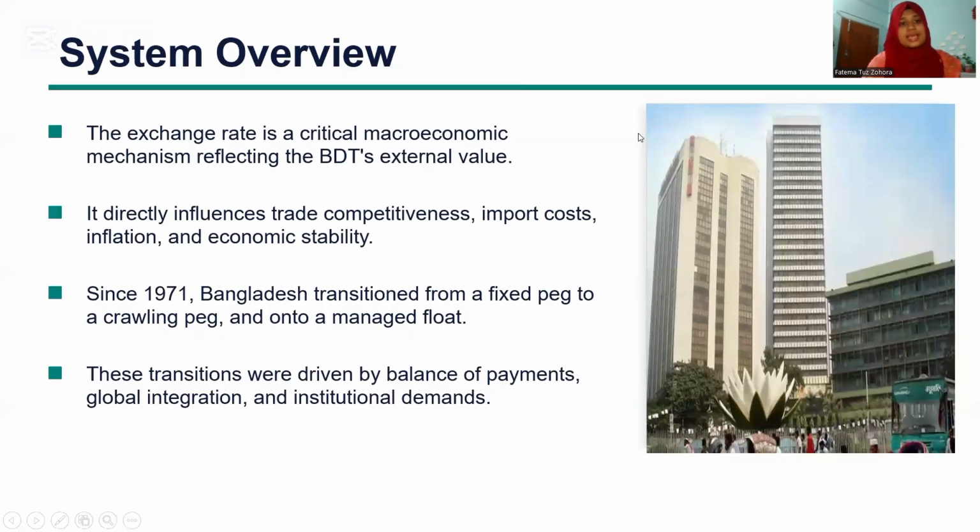System overview. The exchange rate is a critical macroeconomic mechanism reflecting the BDT's external value. It directly influences trade, competitiveness, import cost, inflation, and economic stability. Since 1971, Bangladesh transitioned from a fixed peg to a floating peg and onto a managed float. These transitions were driven by balance of payments, global integration, and institutional demands.